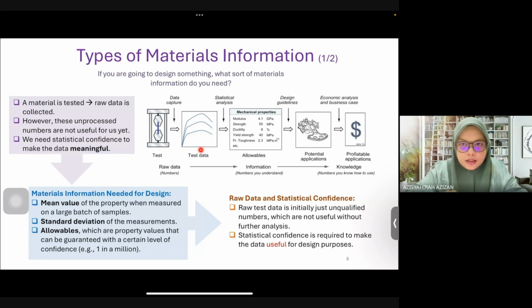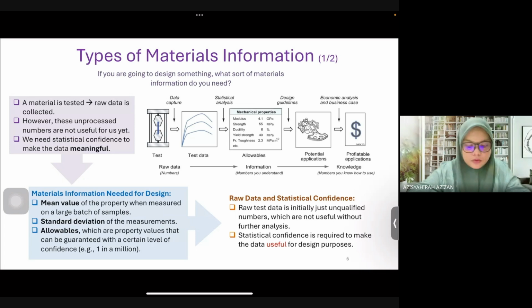Actually, all those material data are typically presented in the form of material tests, right? And we also have the engineering handbooks, right? So in the engineering handbooks, they present the test data with the value of allowables, right? So material information needed for design. Right. So we have a mean value. Okay, from the test data, they calculate the mean value of the property when measured on a large batch of samples, right?